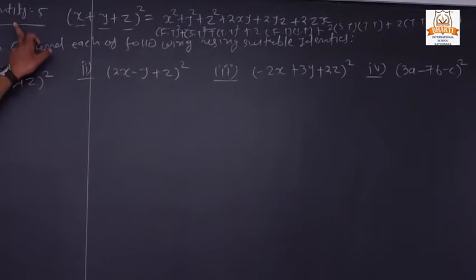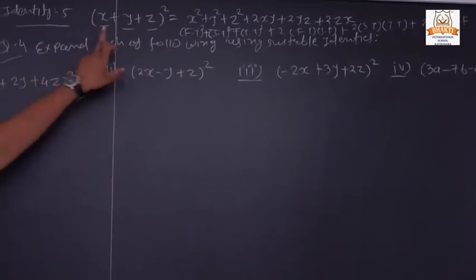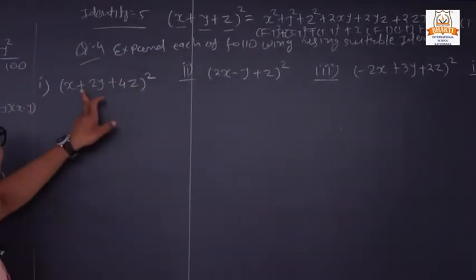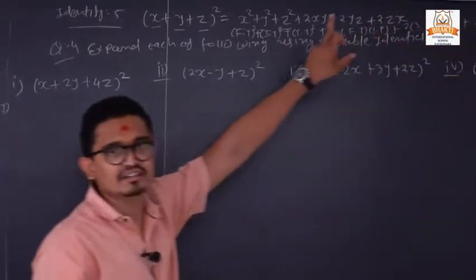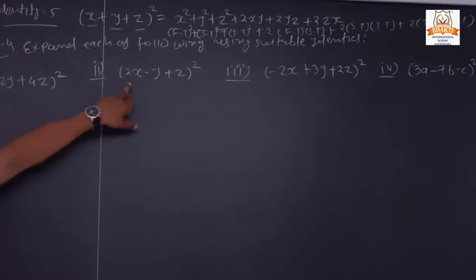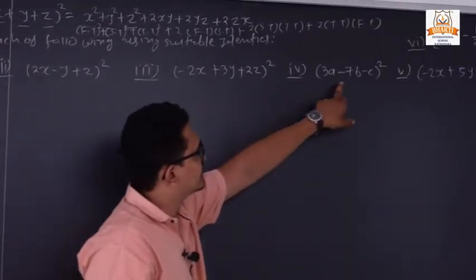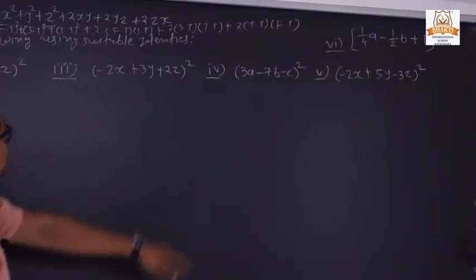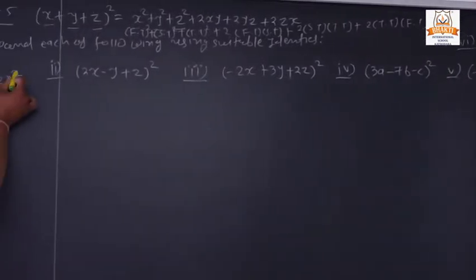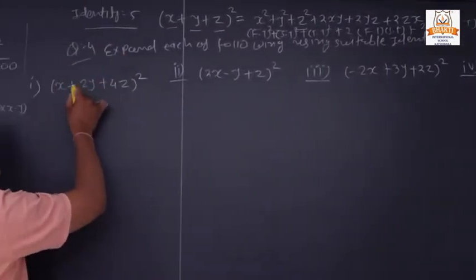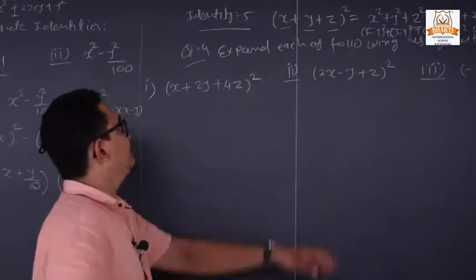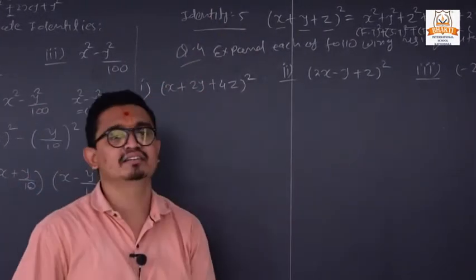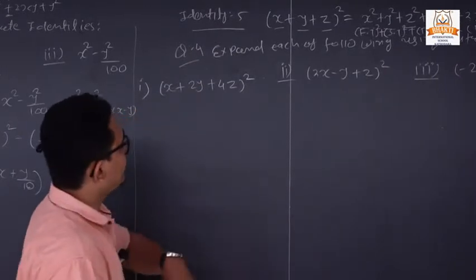So this identity is applicable in our question number 4. See that in all the questions we have 3 terms, and the second thing is that it is 3 terms all square. So then we apply our identity number 5. So how can we implement it?